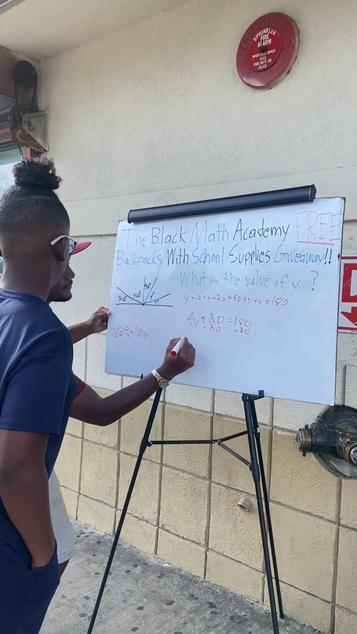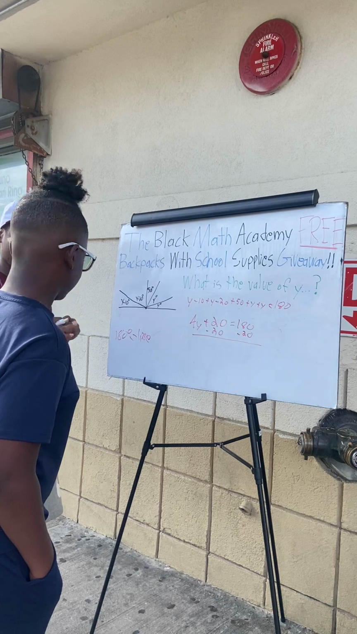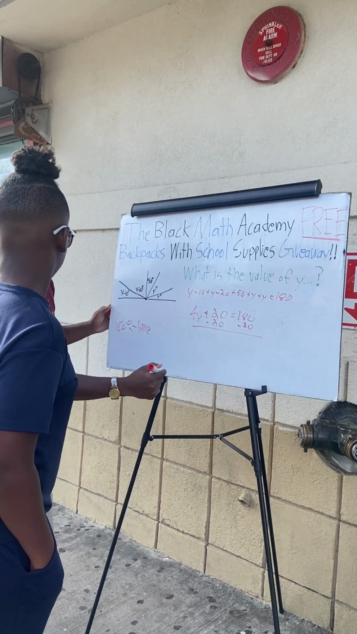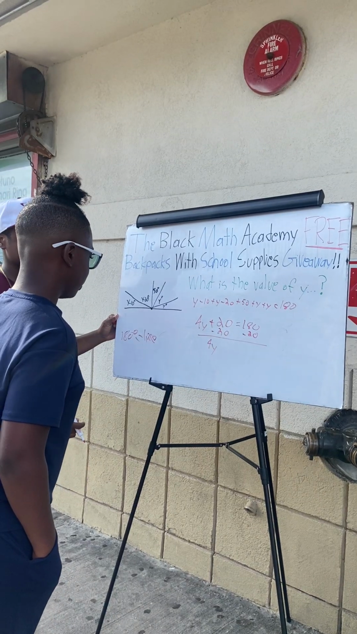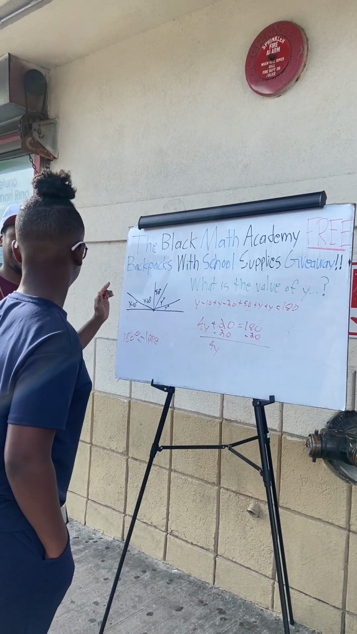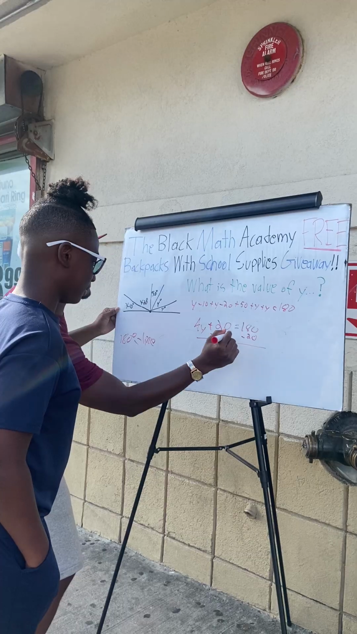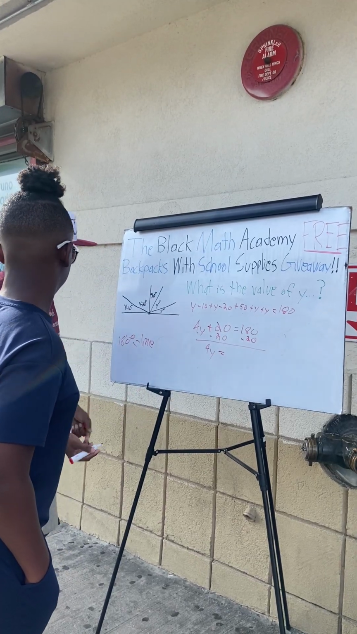Okay? Let's figure out what that is. So 4y, because we didn't mess with it, it just comes down to the y. Don't even worry about it. Okay? 20 minus 20? That's why it's not there. Good job. Okay? And 180 minus 20 is what that says.